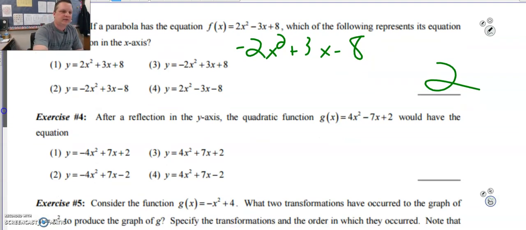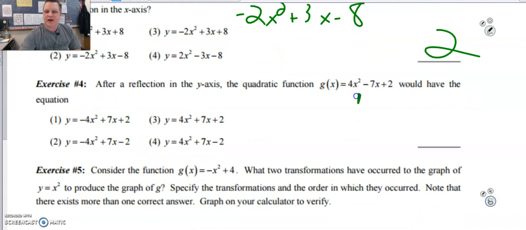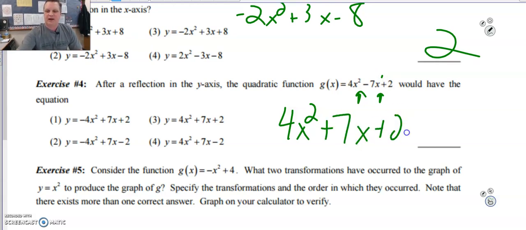Reflection in the y-axis. That means that a negative x goes in for every x you see. Now, I mentioned it earlier. When it's an even power, it stays the same. So this stays as 4x squared. When it's an odd power, the power of 1, it changes opposite sign, so it becomes a plus 7x. Then the constant stays the same. So you have 4x squared plus 7x plus 2, which is choice 3.